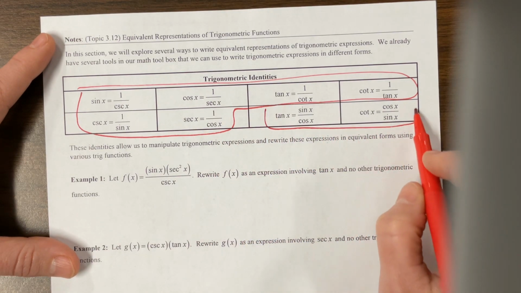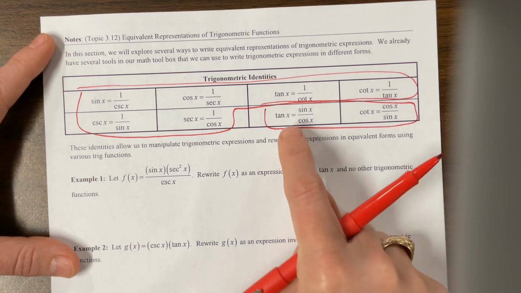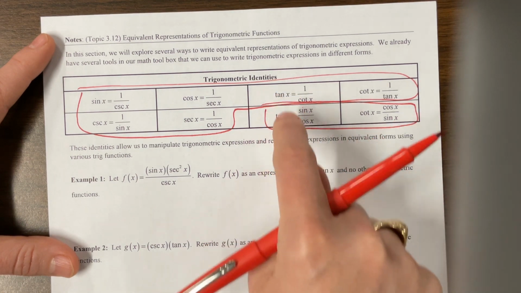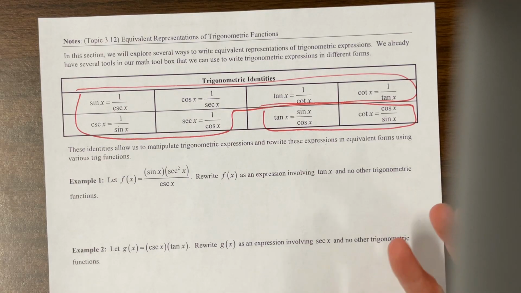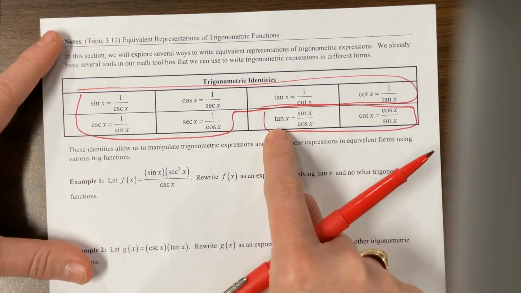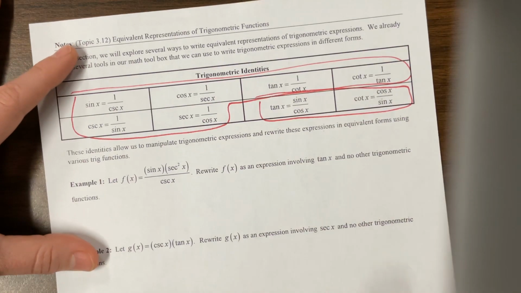These two right here are called the quotient identities because both tangent and cotangent can be written as the quotient of two other functions. I'm like, where is my brain? Okay, so tangent is sine over cosine, cotangent is cosine over sine.